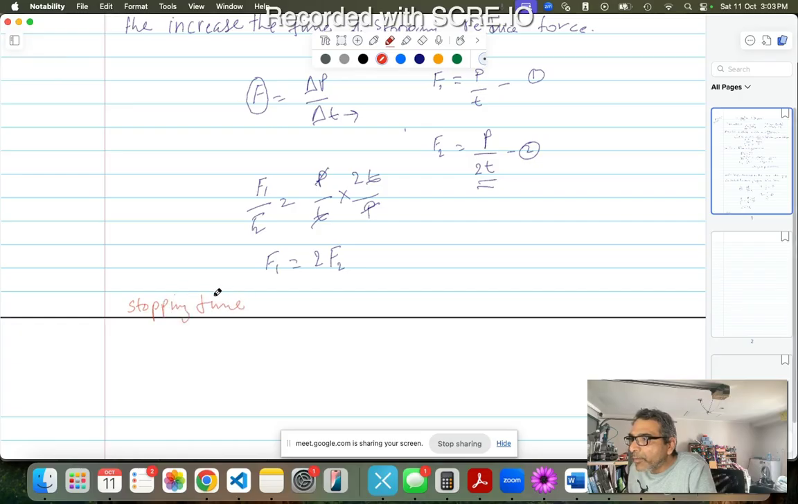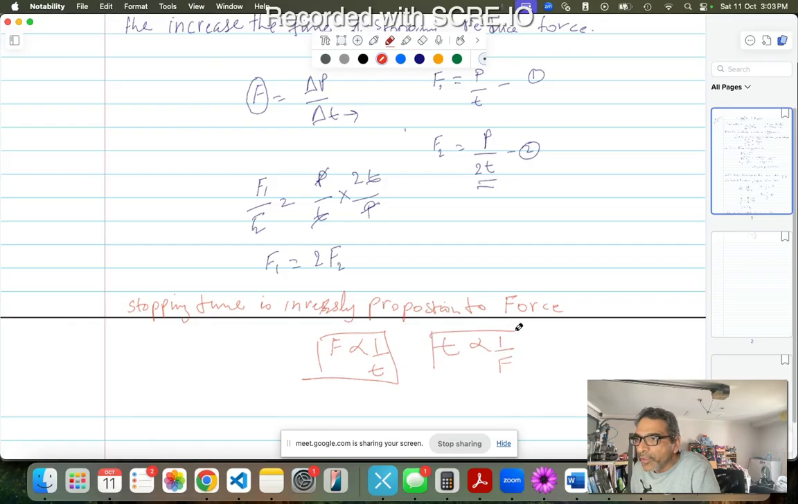Stopping time is inversely proportional to force, right? So I can say inversely proportional to force. This is true, and this is also true. Okay, it's one and the same thing.